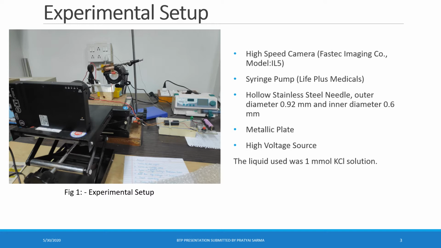The procedure for the experiment is as follows. The needle and the metallic plate were fixed at a certain height, and then the two ends of the high voltage source were connected to the needle and the plate respectively, so they function as the electrodes. The syringe pump was connected to the needle and the flow was started. The imaging of the droplets was done with the help of Frontech fast motion software. The experiment was repeated for flow rates of 10, 20, 30 and 40 ml per hour, and for separations between the needle and the plate of 3 mm, 7, 11 and 15 mm.